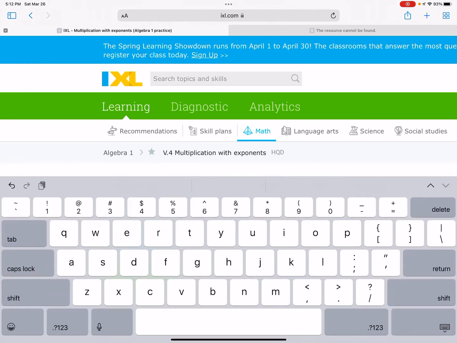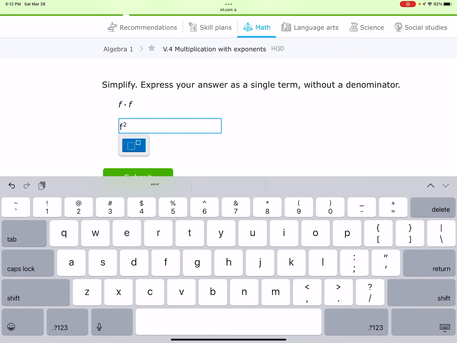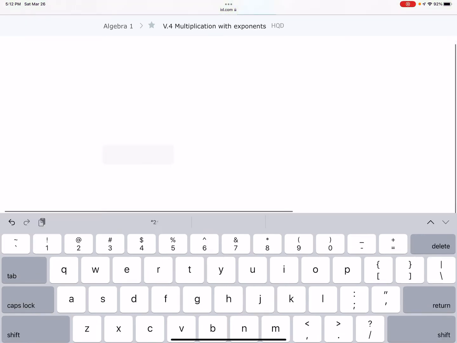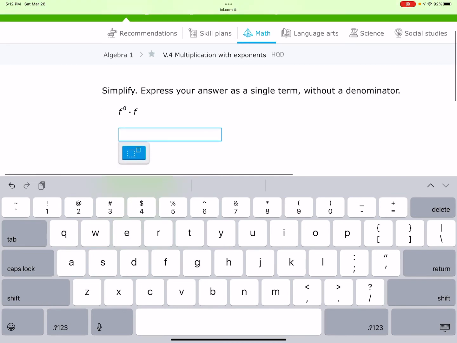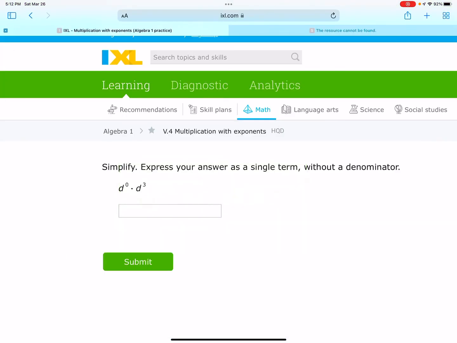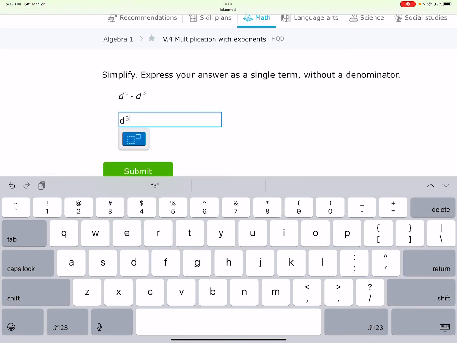There we go. F to the 1 times F to the 1, that would be F squared, because 1 plus 1 is how many F's we're multiplying by itself. Ooh, okay, F to the 0 times F to the 1, that's still just F to the 1 or F. 1 plus 0 is 1. Excellent. Okay, 0 plus 3 is still 3, so D to the power of 3.